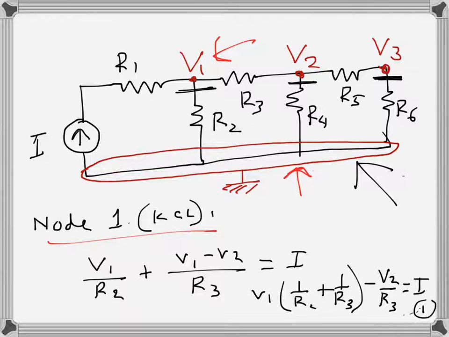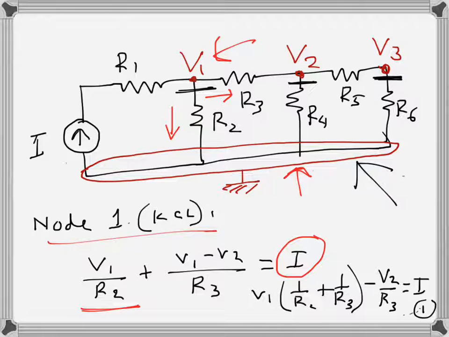On the left hand side I have written the leaving currents, and on the right hand side the entering current. So this one is the entering current, which is the current source, and the leaving currents are V1 over R2 and then V1 minus V2 over R3. For any node, that's the normal, standard way of writing the KCL equations in the node voltage method.